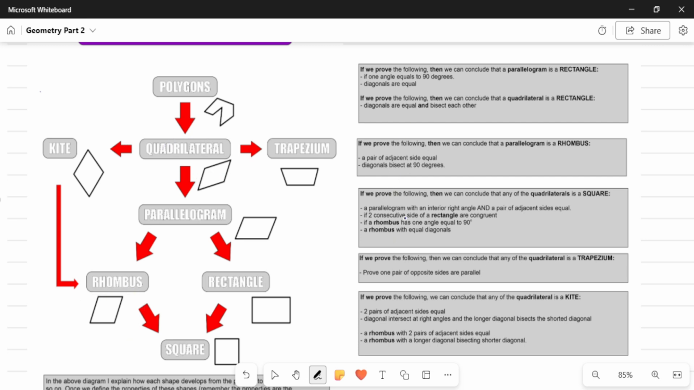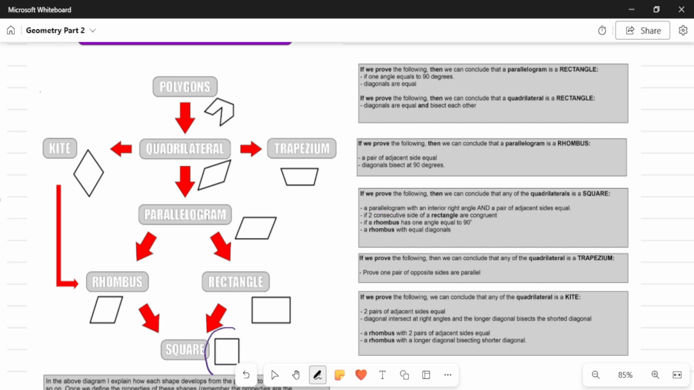Right, let's go here. If we have the following, then we can conclude that any of the quadrilaterals is a square. We can say that a square is a parallelogram with an interior right angle and a pair of adjacent sides equal. So if you're going to prove a square, let's say in this paper you're given this diagram and they call it a parallelogram, then you need to prove two things. You need to prove one interior angle to be 90 degrees and you need to prove that a pair of adjacent sides are equal. Then you can call the so-called parallelogram a square, right?